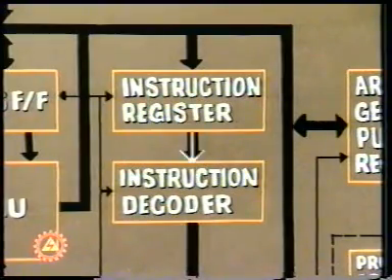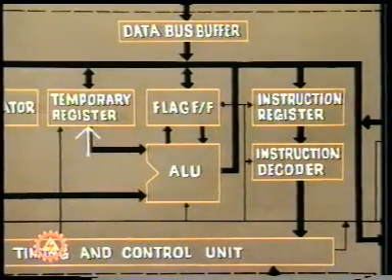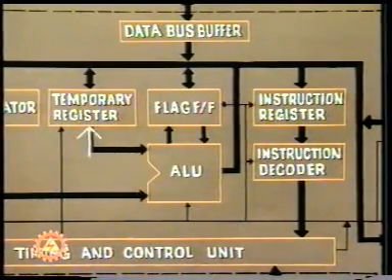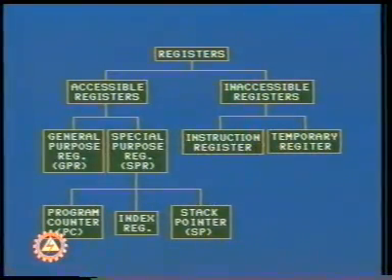It then goes to the instruction decoder, which directs the timing and control unit to generate proper signals for execution of the instruction. These registers are used by the ALU and the control section for temporary storage of data at various stages of instruction execution. This is how the whole structure of registers in a microprocessor looks like.